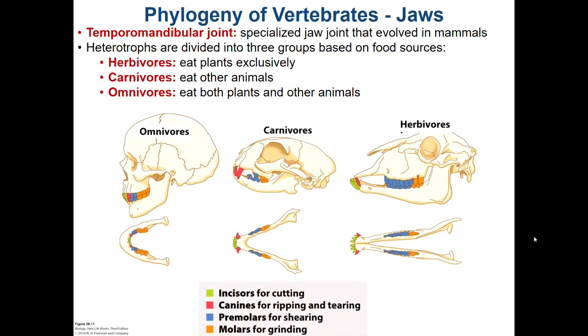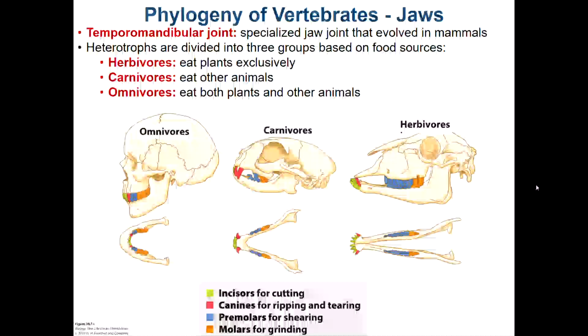And if we look specifically at mammals, mammals have evolved a specialized jaw joint, which is called a temporomandibular joint. And you can see it here in humans, in the cat, and in the cow. And this jaw has allowed us to be better at eating different types of food. So it has allowed for a great diversification of types of food that we eat.